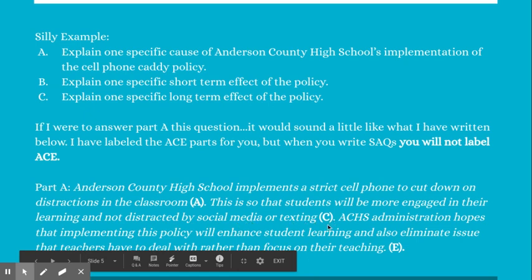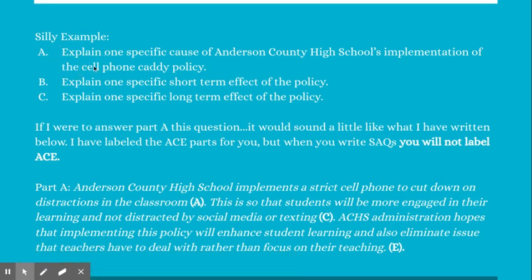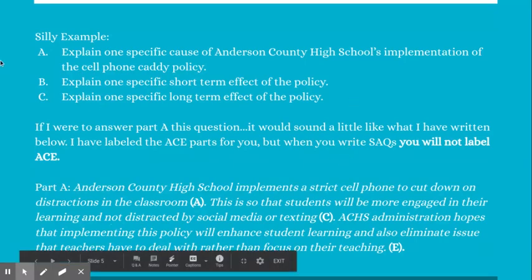Now I need to explain that answer. ACHS administration hopes that implementing this policy will enhance student learning and also eliminate issues that teachers have to deal with rather than focus on their teaching. So I have answered, cited, and explained part A. Okay, we're not going to do B and C because this is just a silly example, but I wanted you to see what that would look like. 3 sentences to answer part A.